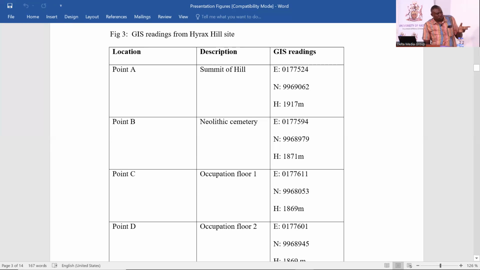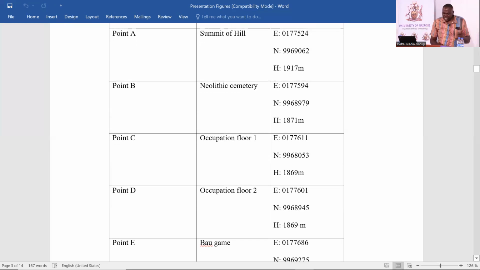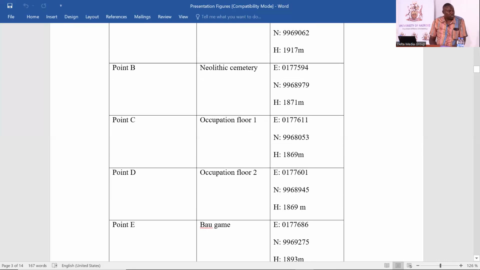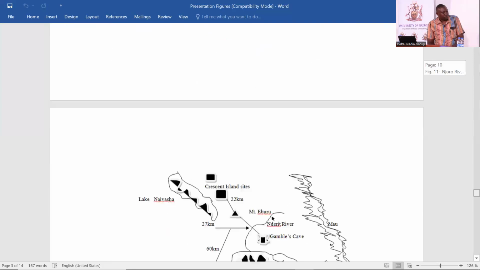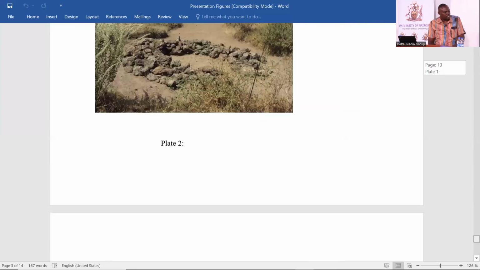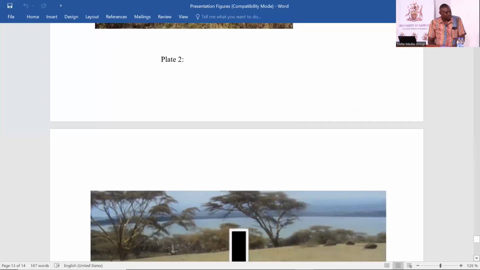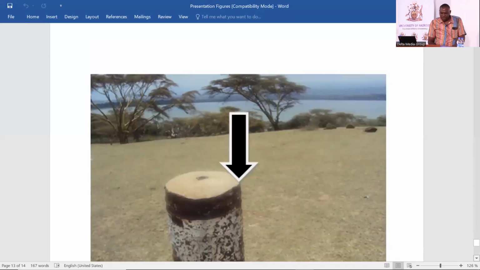But I would like you, in terms of understanding what we are talking about here, to go to plate, I think it's plate 2, where we have the occupational floors. Before I get back, just go to the next plate. No, just go down. Go down.